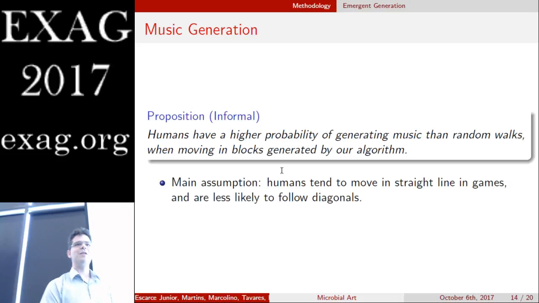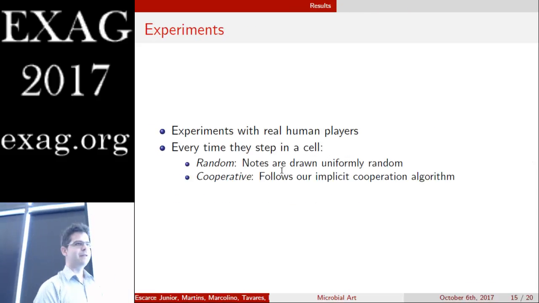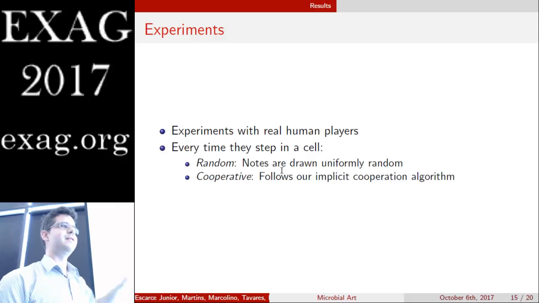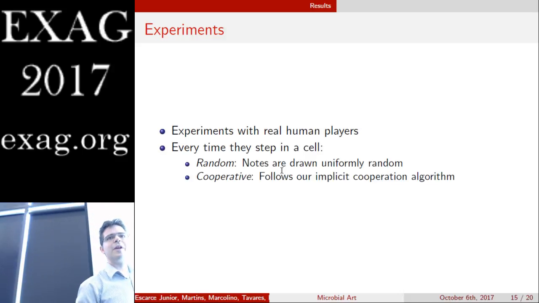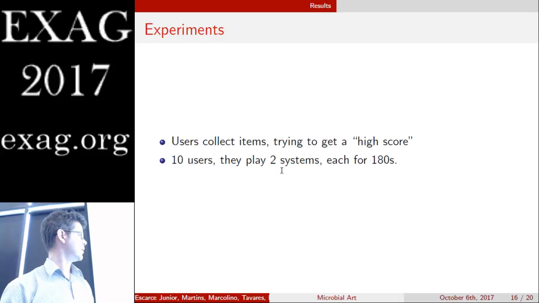But you can think about humans playing a game, let's say, on a keyboard, so it's easier to go ahead or turn right or left than follow diagonal sequences. And we did an experiment with real human players playing these systems. We studied two different systems: a random approach, where we just randomly pick notes from a set of notes, and a cooperative approach, where we are using our algorithm to generate music.